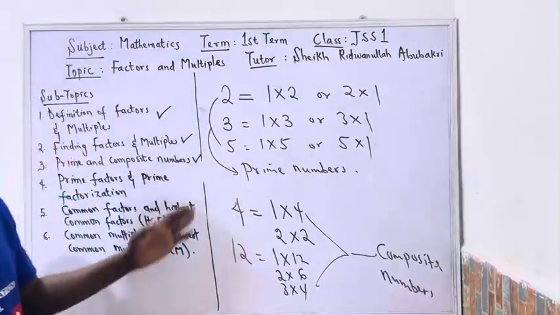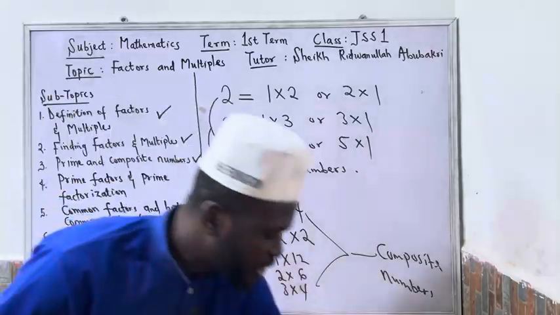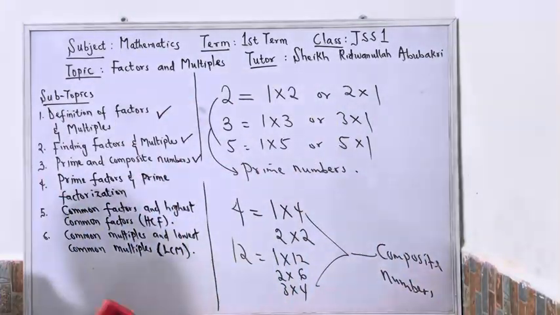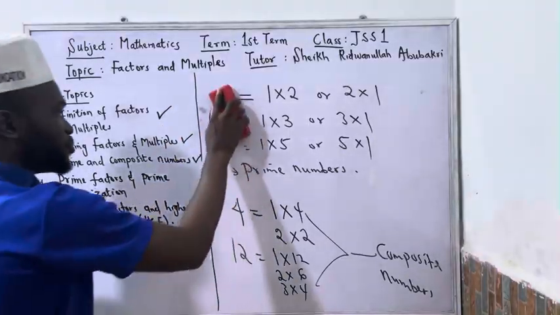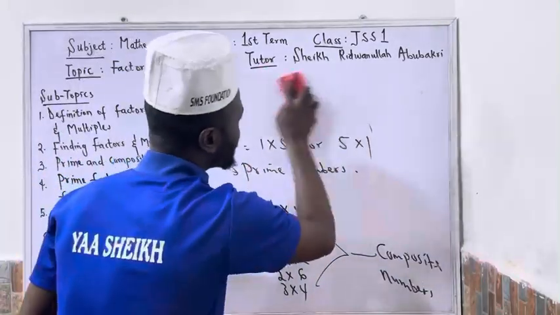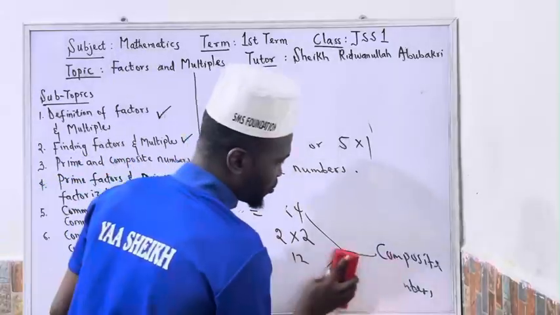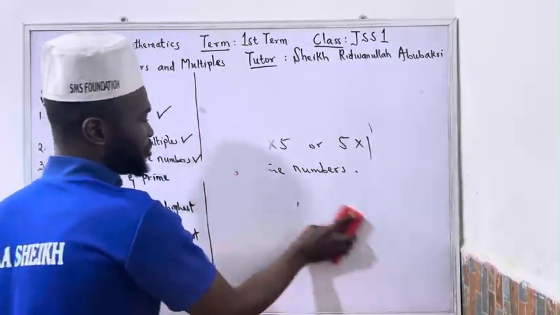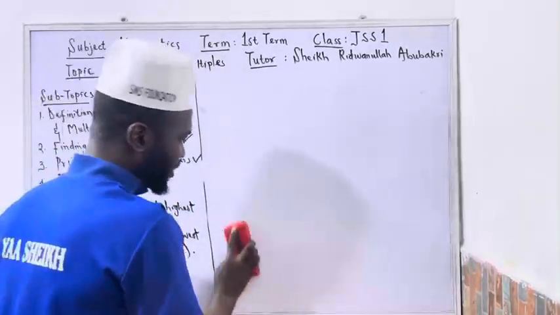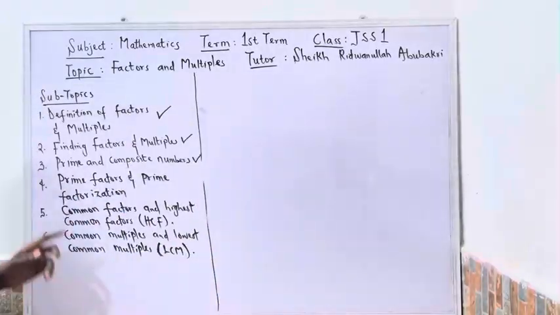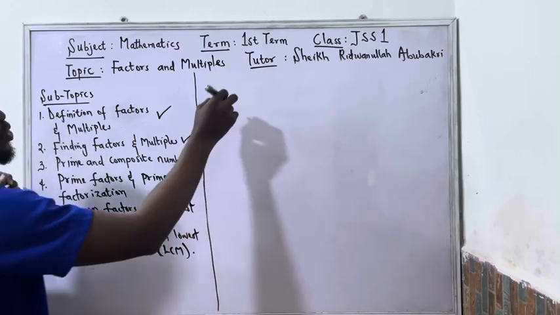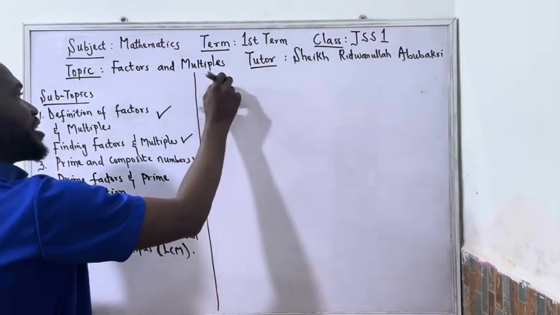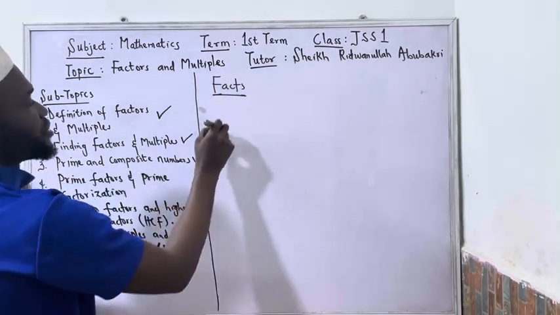Very interesting, very good. Now there are some points that I want you to take note of. I will use that to round up this class. There will be a part 2 for this particular class. So now, there are some points I want you to take note of: facts about prime and composite numbers.